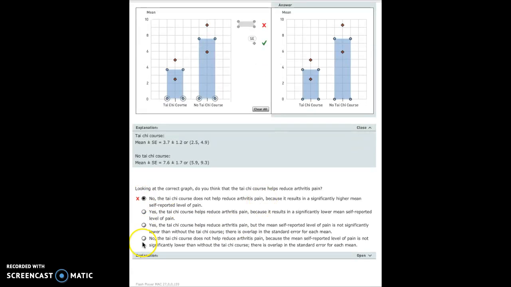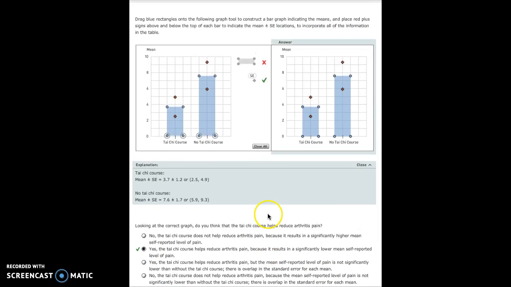So we can eliminate anything that says no and then identify between these two. So yes, the Tai Chi course helps reduce arthritis because it results in significantly lower mean self-reported level of pain. Or yes, the Tai Chi course reduces arthritis pain, but the mean self-reported level of pain is not significantly lower. And we would determine that it is because, again, those ranges do not overlap.